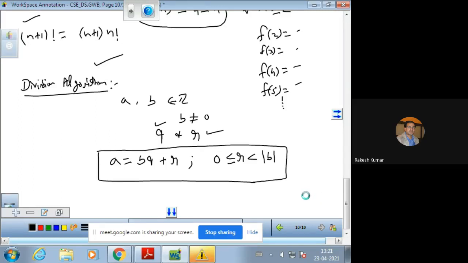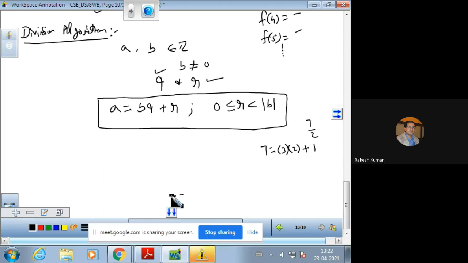We can take a small example. Suppose we have 7, it is divided by 2. So 7 can be written as 3 into 2 plus 1. So it means A is 7 and B is 2. So A is equal to BQ plus R, and Q comes out to be 3, R comes out to be 1. R is the remainder. So remainder is always less than divisor B. So 1 is less than 2 and it is obviously greater than 0.